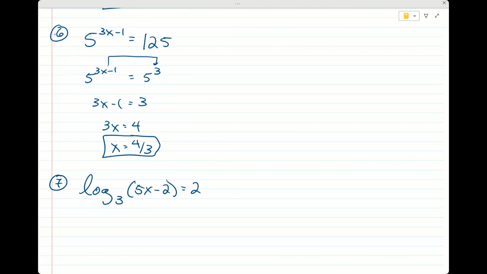All right, so when we have a logarithmic equation, what we want to do is get it out of log form and write it as an exponential. So we talked about the crisscross property. 3 to the second power is equal to 5x minus 2.